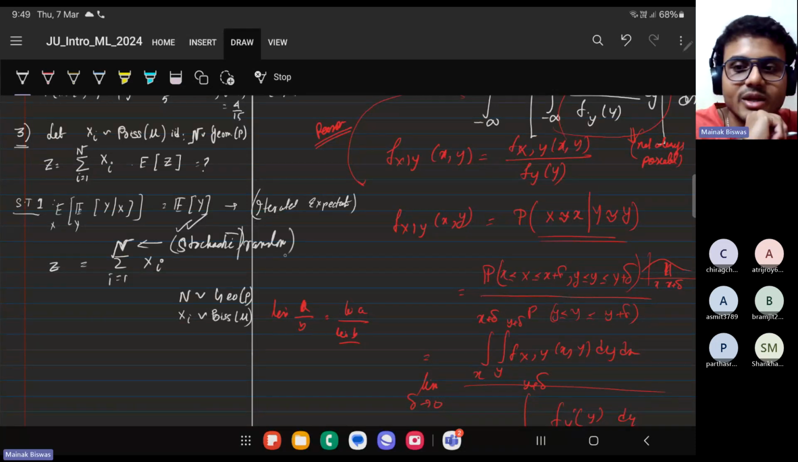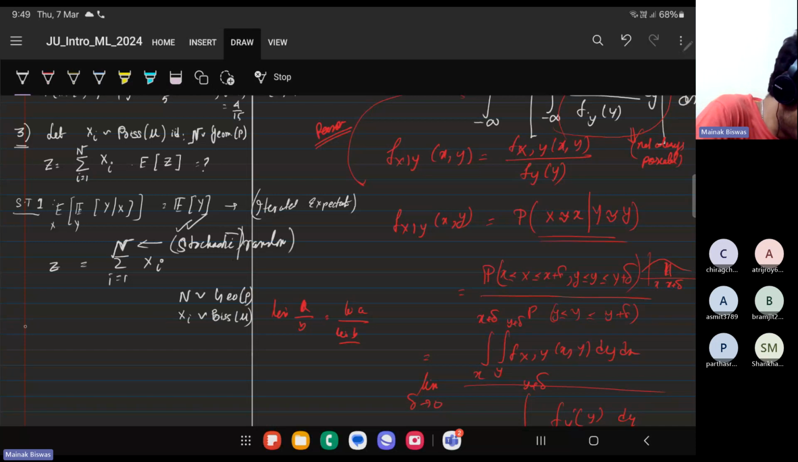So what will this be? Any idea? What will the expected value of z be? How do I go about solving this?